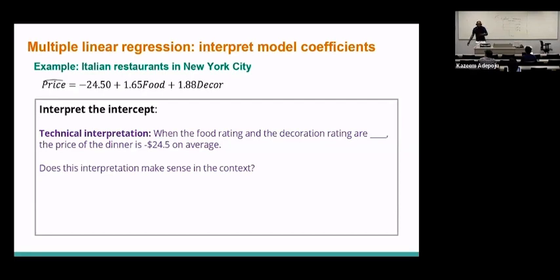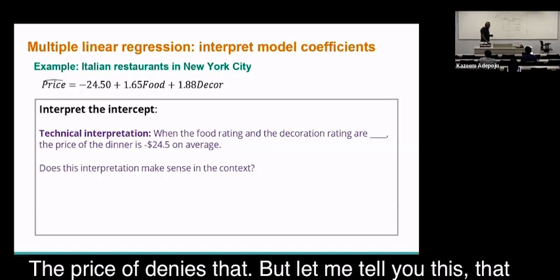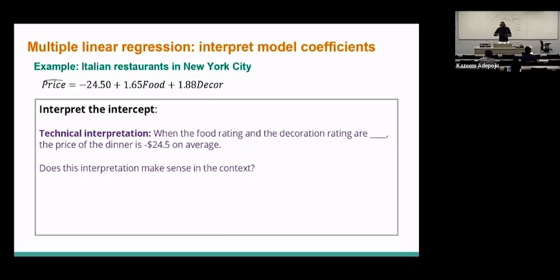That will be when they are zero. The food rating is zero, the decoration rating is zero, the price of the dinner is that. But let me tell you this, that doesn't really make sense. Interpretation does not make sense at times, but we need it in our model. Because how can you say the price of the dinner is negative? People come for dinner, they buy food from you, and you're also giving them money. Does that really make sense? You sell food to someone, and you are the one giving them money. So that doesn't make sense.